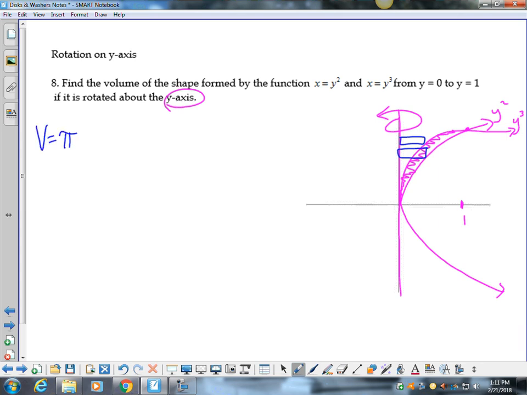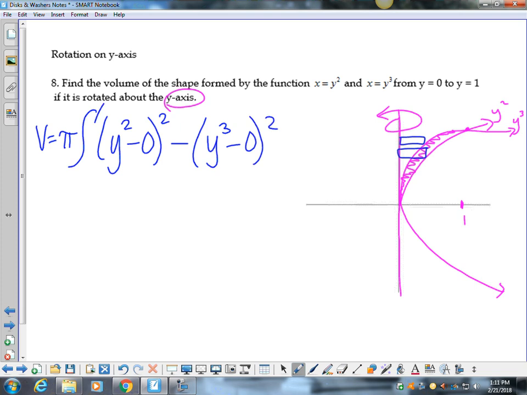So volume equals pi. Okay, big. The farthest to the right for the big one is going to be my y squared minus 0, my axis of rotation squared, that's pi r squared, minus the little guy, which is going to be the hole, so that's going to be y cubed minus 0 squared. dy, because I'm in terms of y. Anytime you're going to horizontal slice, you're in terms of y.